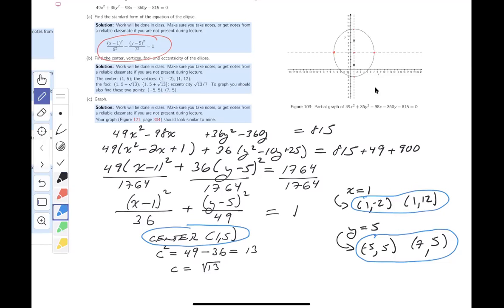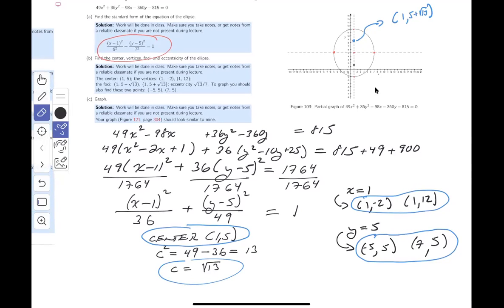This is one focus here. I'm going to put it in blue for you. And what do I know about that? One thing I do know about it, I do know the x is 1 there. I know that much. The other thing I know about it is we went up root 13 units from that center. So what is the center? It's (1, 5). So if you went up root 13, it would be 5 plus root 13. That's root 13, by the way. Let me get my eraser because I think it's too small for some students to see that.